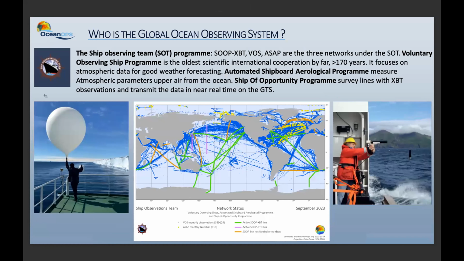You're all experts, so I will go pretty quickly, but I just want to recall what those networks are. It's not only OceanGliders, but the first historical one is the ship observing team, set up something like 170 years ago, not under the GOOS framework obviously. At that time they realized that cooperation between countries to share information on marine weather was absolutely critical for safety at sea. So this was the first international scientific cooperation initially.